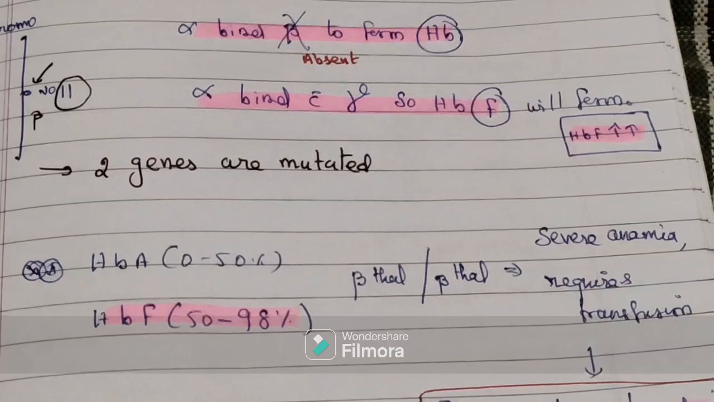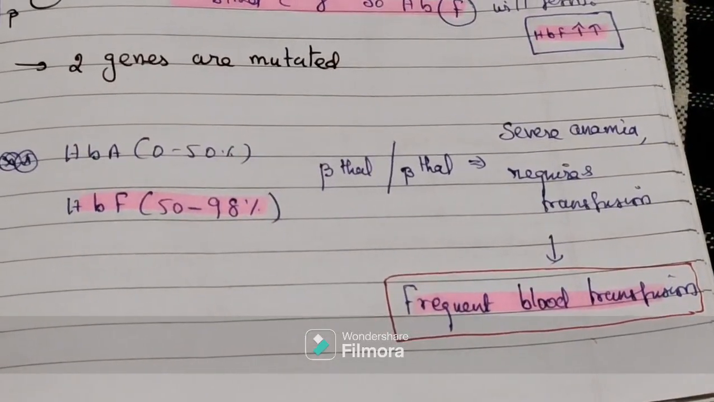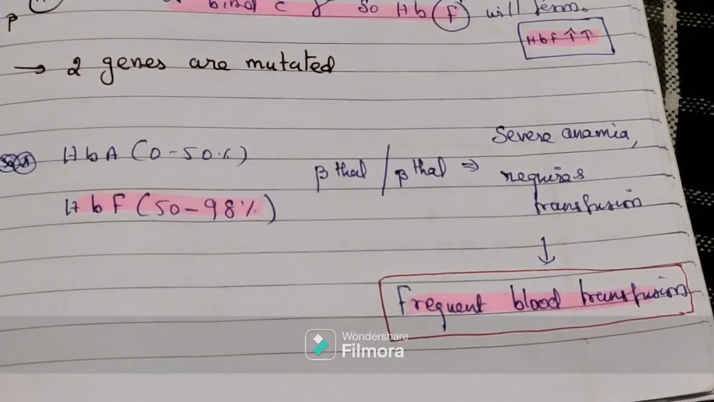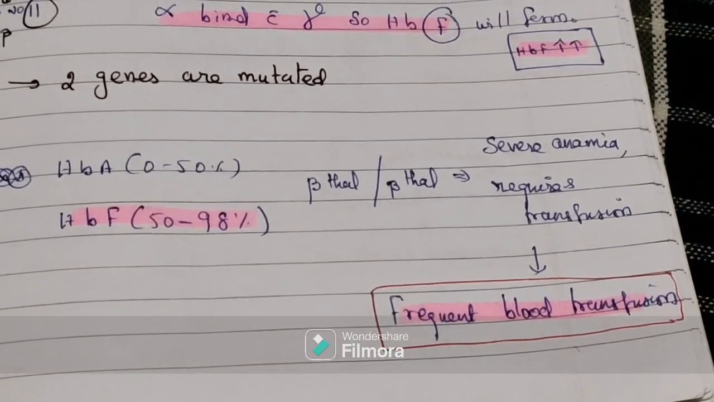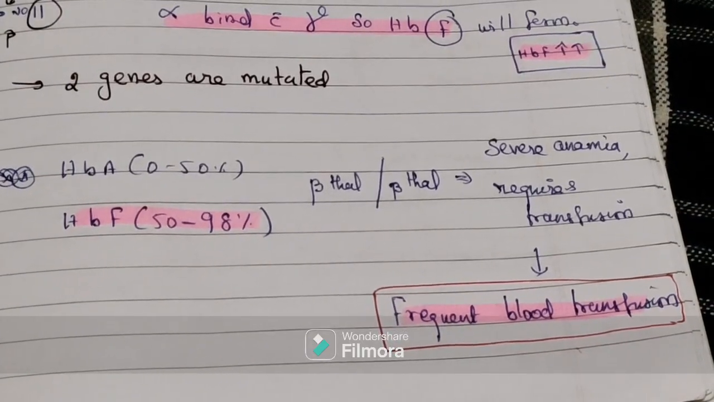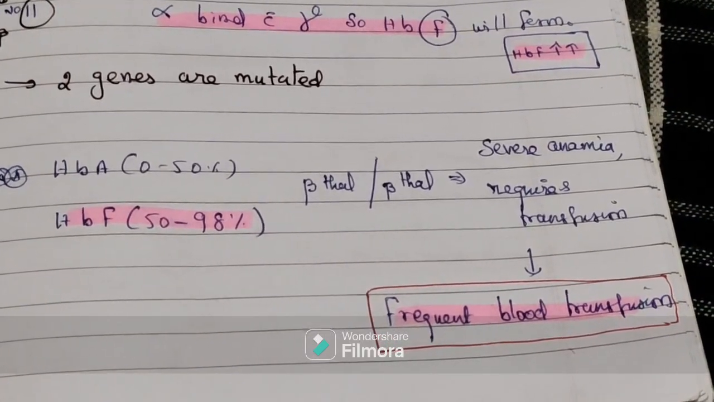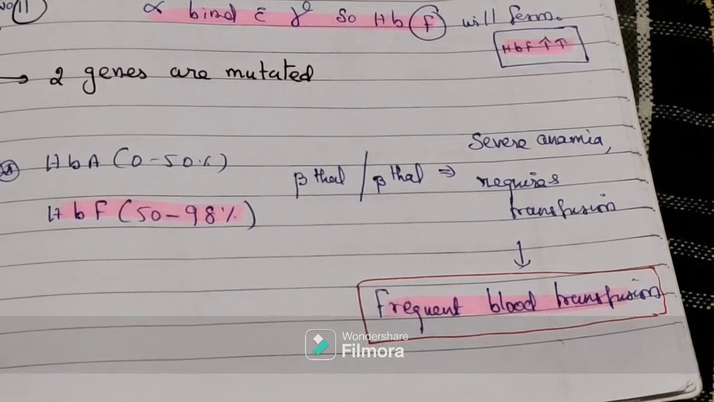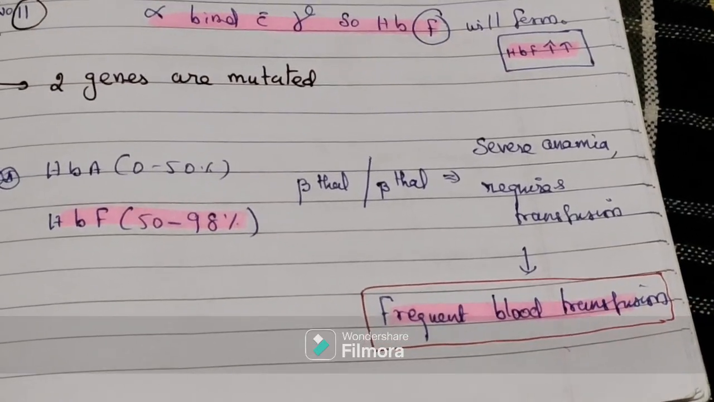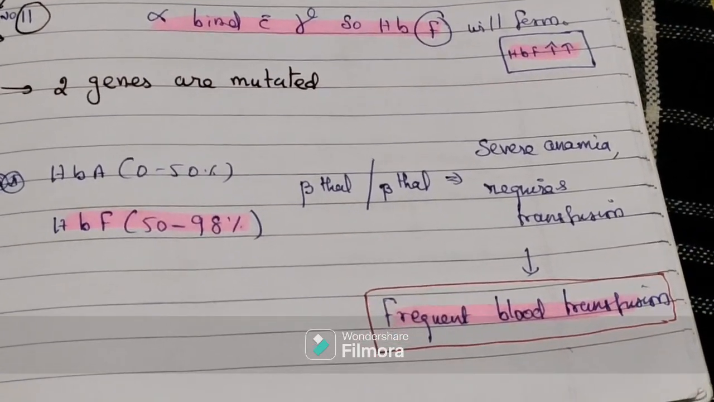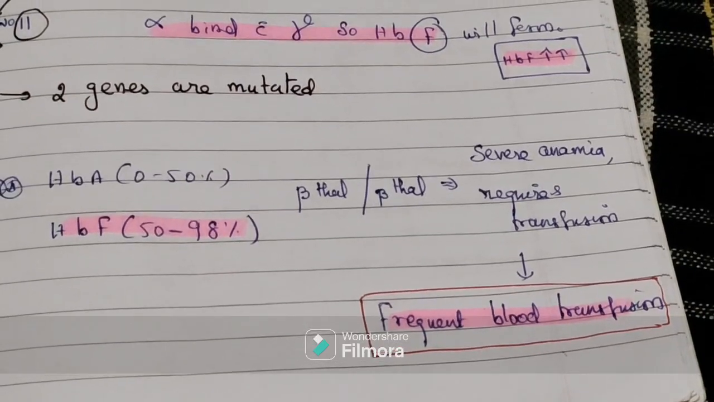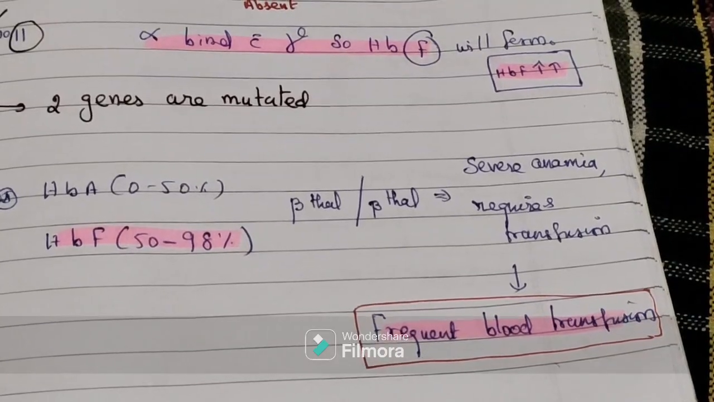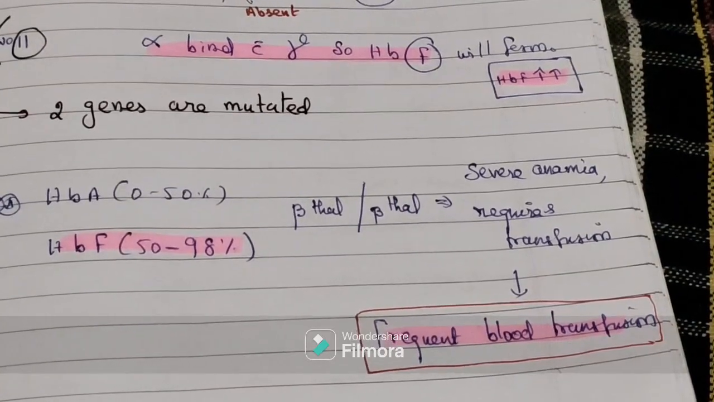of HbF. So there is zero beta chain or very little beta chain, so alpha will bind with gamma, leading to formation of HbF. There is severe anemia requiring very frequent blood transfusions since birth, every week, or twice a week, or every 15 days, depending on the percentage of HbA which can be synthesized. The lesser the percentage of HbA, the more frequent the blood transfusion required.